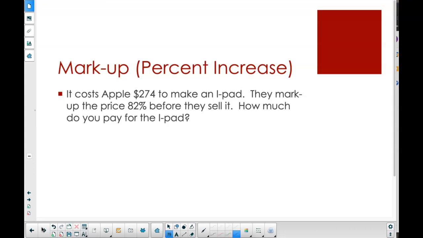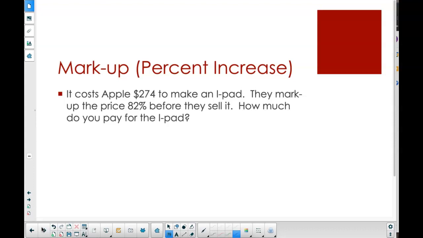What would happen if we would all go on strike and not buy anything? What would happen? Prices would lower, right? But can we do that? Well, you're not going to get everybody to do that. And if not everybody will do it, it would never work. Okay, so it costs Apple, their cost is $274 to make an iPad. That's all it costs them. Okay, by the time they put in the labor, the parts, $274. They mark up the price 82% before they sell it. How much do you pay for the iPad?